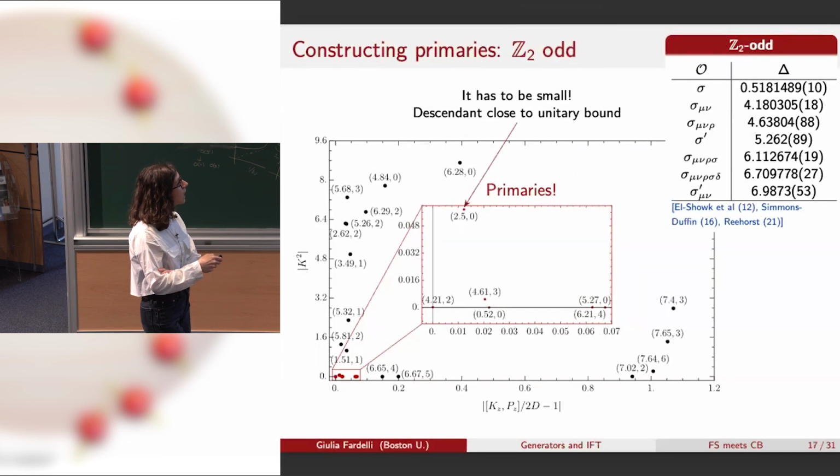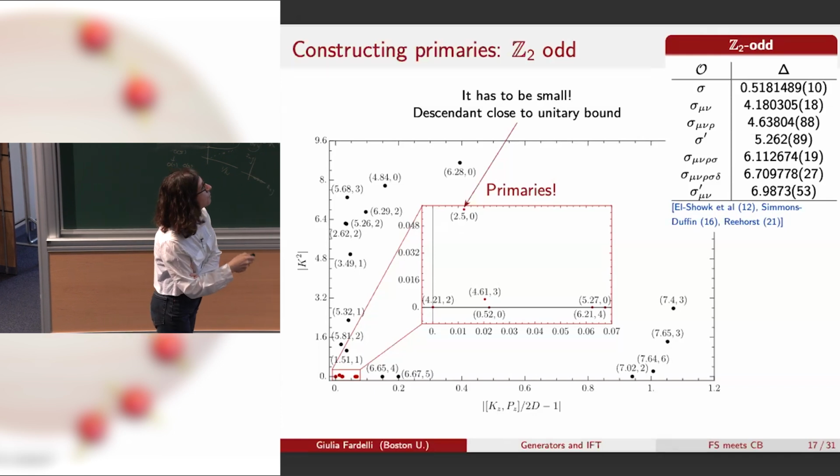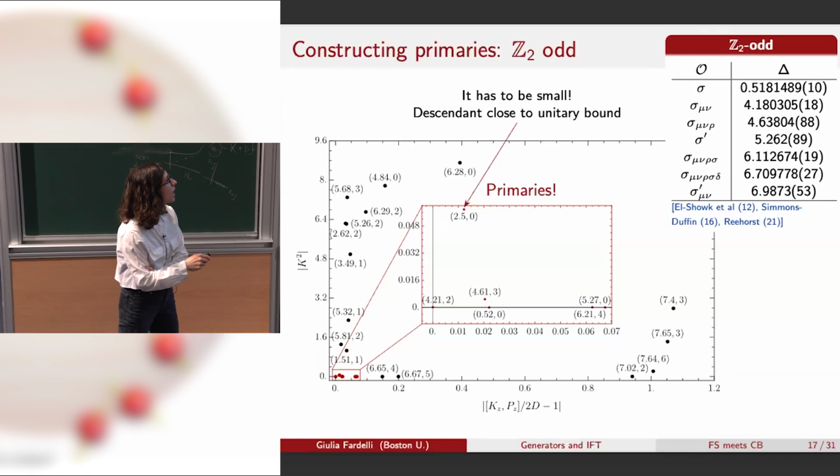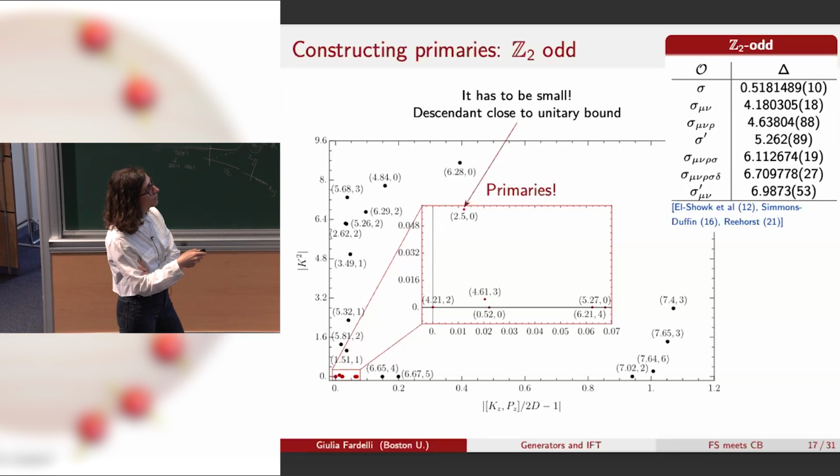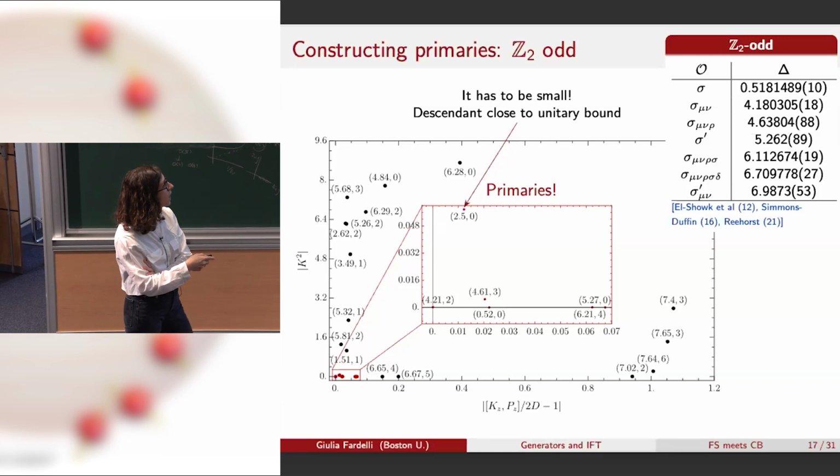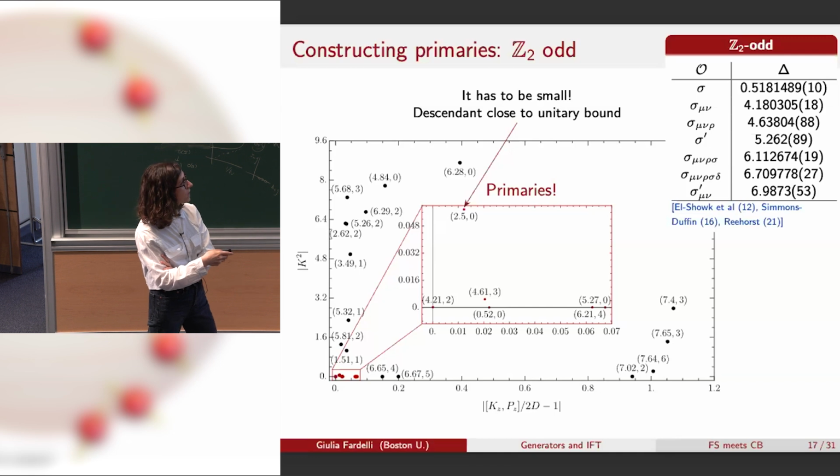And again, here we have sigma and all the other states. I think it's a great result that we can recover already all of these operators, and we can safely remove descendants.